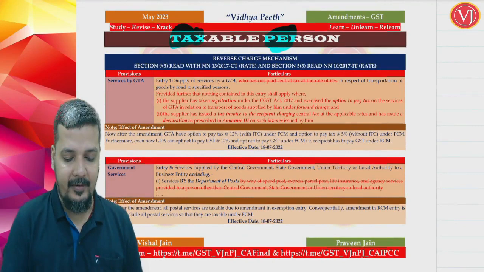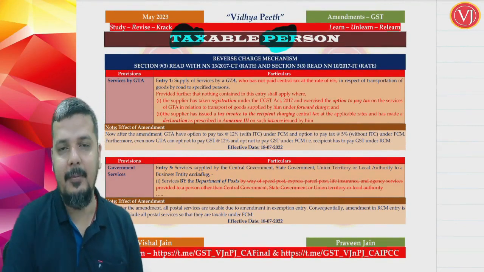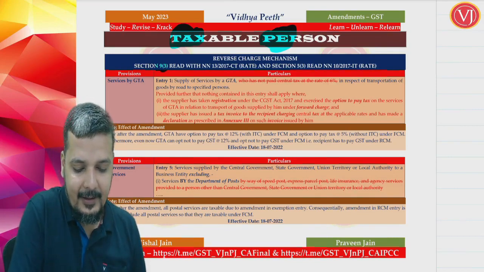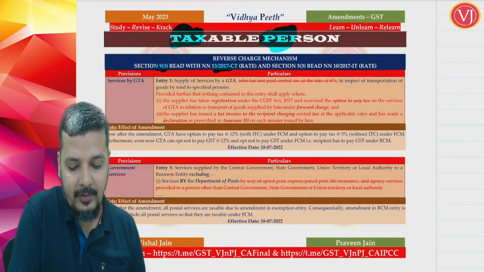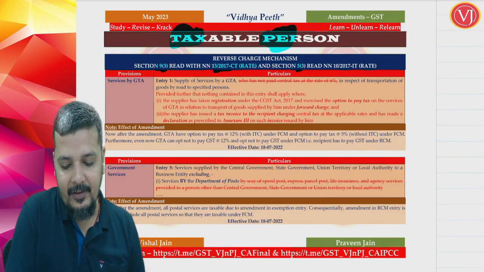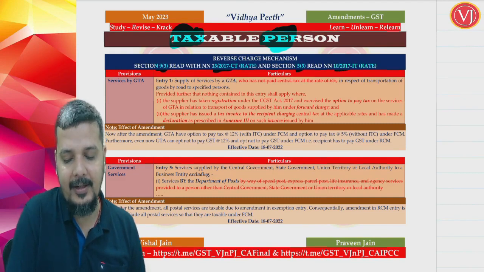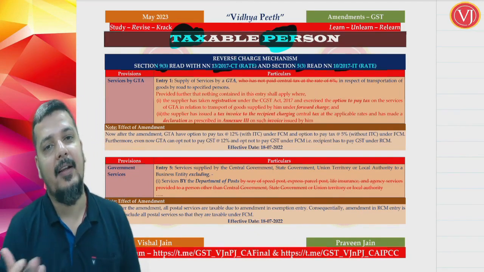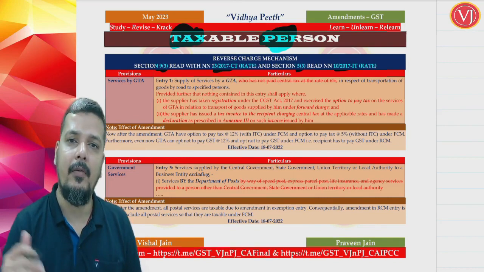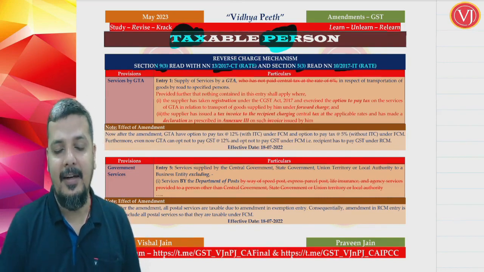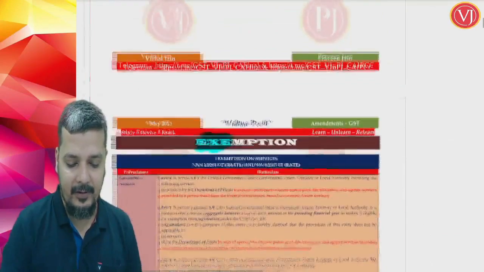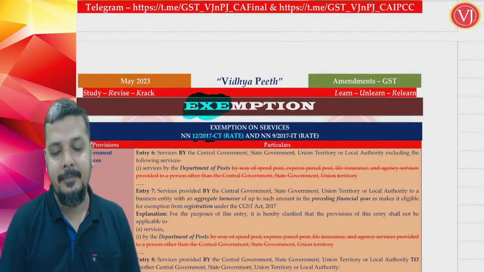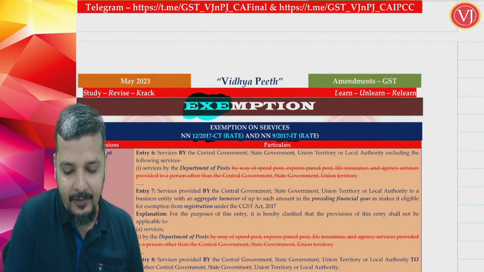Basically, when you talk about your taxable person, including RCM, the amendment has come in section 9(3) read along with notification number 13/2017 CT rate, and section 5(3) of IGST Act read along with notification 10/2017 IT rate. And the exemption that we are going to discuss is in your notification 12/2017 CT rate for CGST and SGST, and 9/2017 IT rate for your IGST.